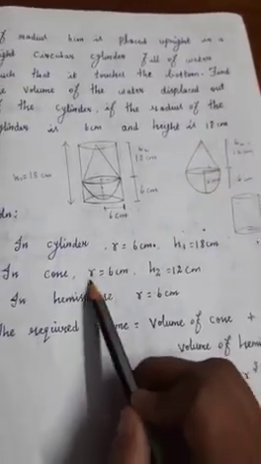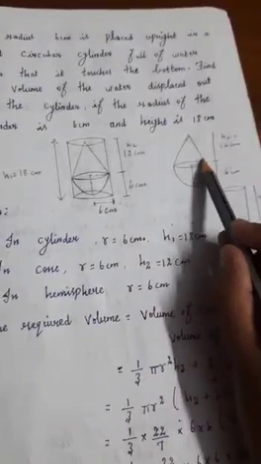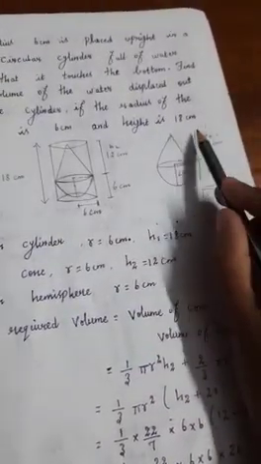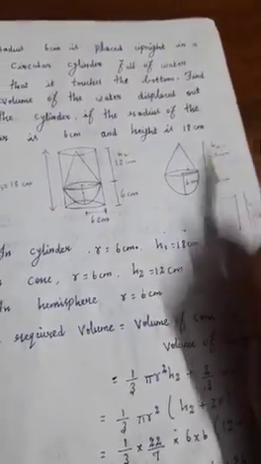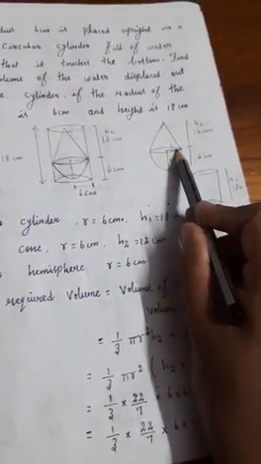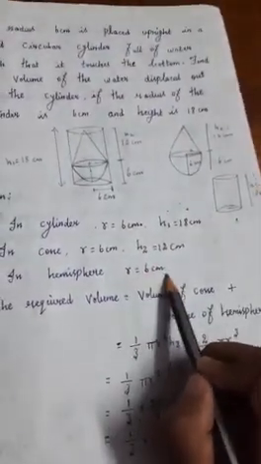So our radius r is equal to 6 centimeter, and the height: already we have taken the height of the cylinder as h1, so now the height of the cone we can consider as h2. Okay, so that is 12 centimeter. After that, the hemisphere: the radius we know, so r is equal to 6 centimeter.